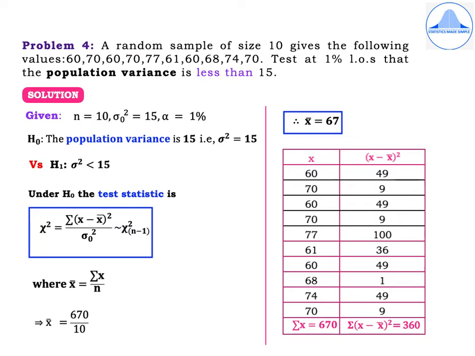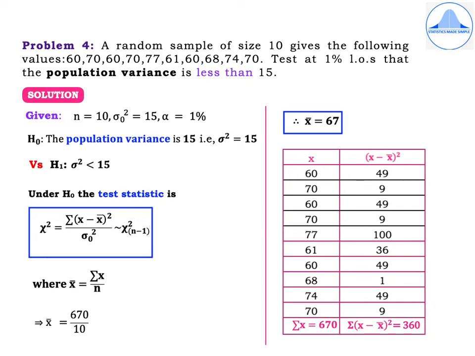Under H naught, the test statistic is chi-square equal to summation x minus x bar the whole square divided by sigma naught square, which follows chi-square with n minus 1 degrees of freedom. Now at this side, I have formed a table with the x values, that is 60, 70, 60, 70, 77, 61, 60, 68, 74 and 70. Then calculate summation x, which is 670.